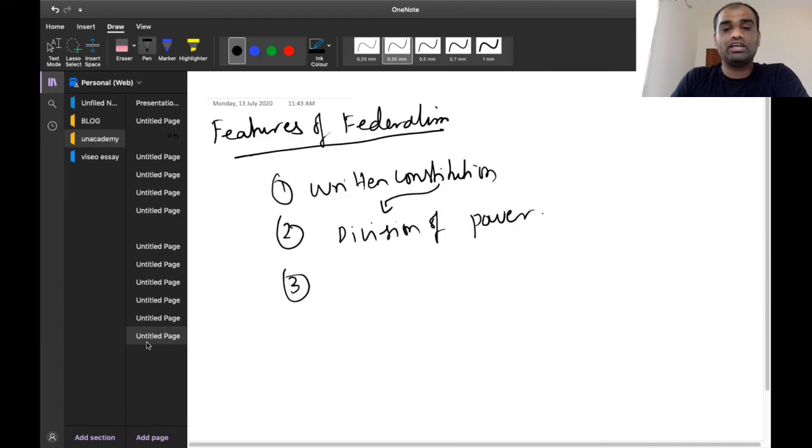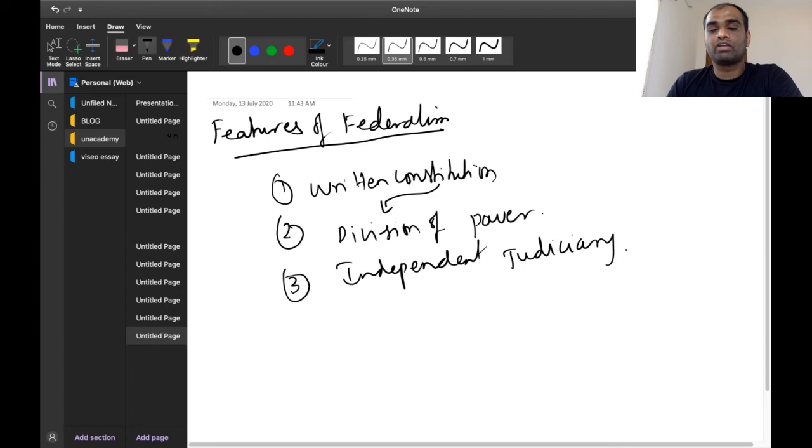So that's why, in a federal country, the judiciary should be independent. If the judiciary comes under the central government, it will not act in the interests of the state, and will not act impartially. So the judiciary in a federal country should always be independent.